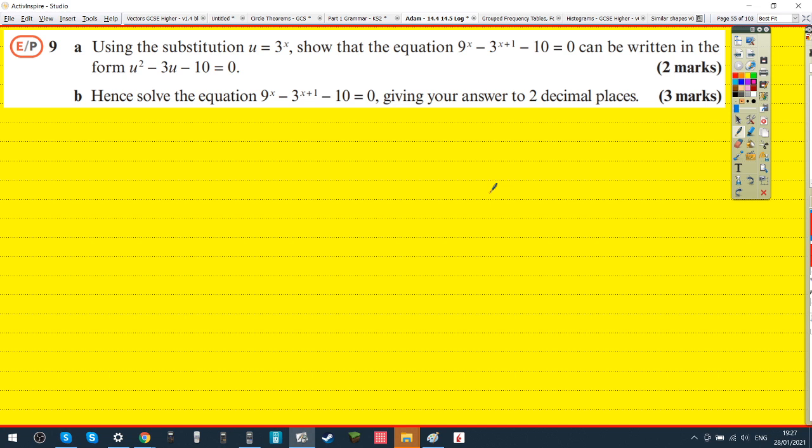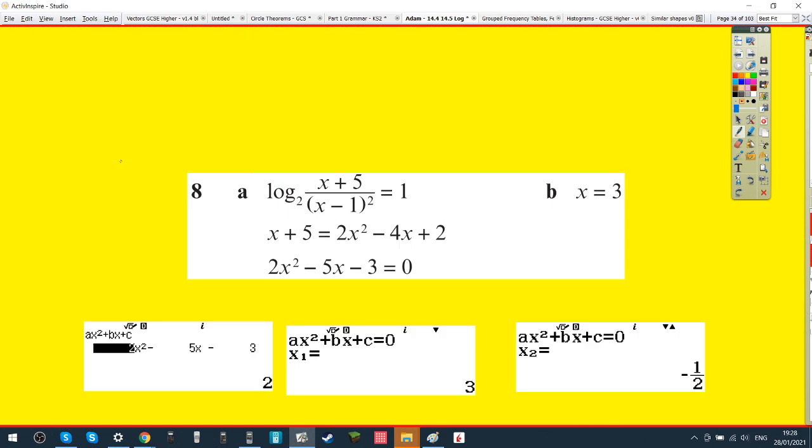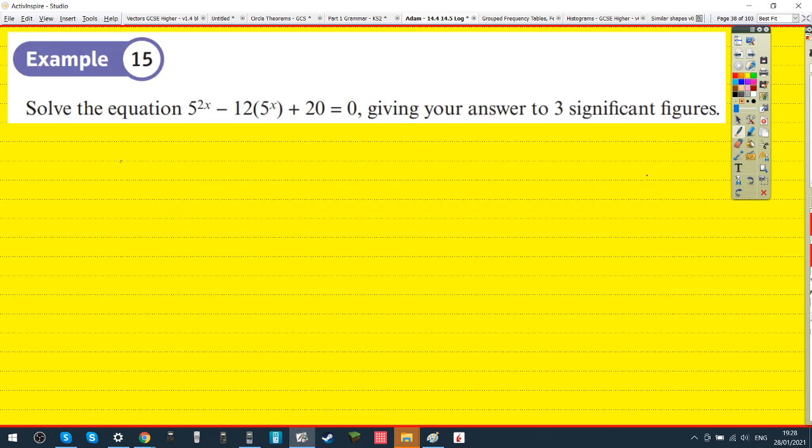So would you add 10 to both sides first, or would you keep it on minus 10? Oh, you can't add 10, can you? Use the substitution. Wherever you have 3 to the x, replace it with a u. So we get 9 to the x minus u plus 1. I see why this question is at the very end. That +1 makes it tricky. Okay, we'll do it a different way. This one.